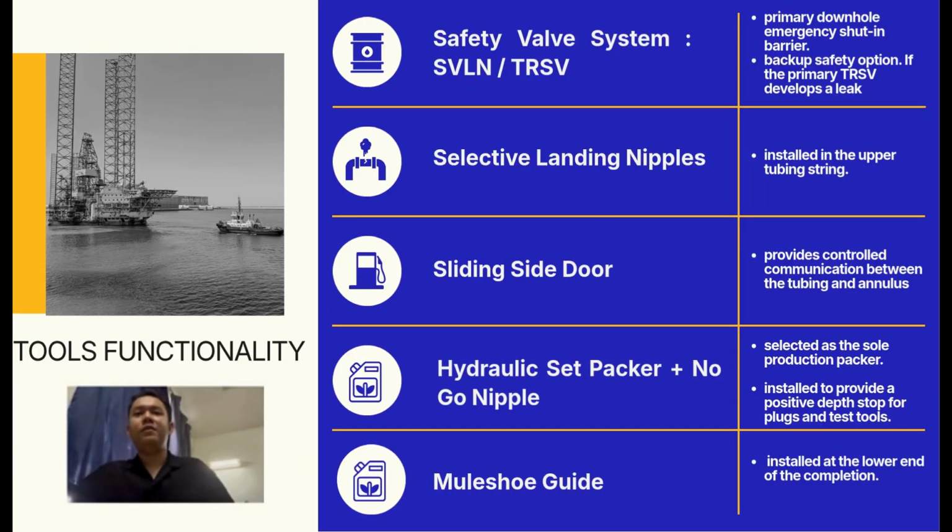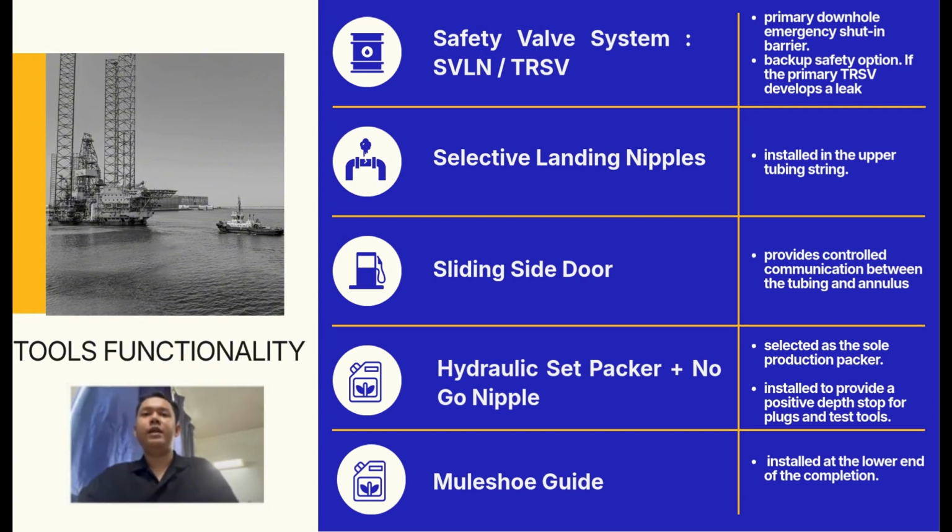The tubing retrievable safety valve or TRSV is selected as the primary downhole emergency shut-in barrier. It is operated from the surface through a hydraulic control line and can automatically close the well during an emergency. A ball and seat closure is preferred because it is compact and can help clean deposits from the valve seat during closure. The safety valve landing nipple is also recommended as a backup safety option.